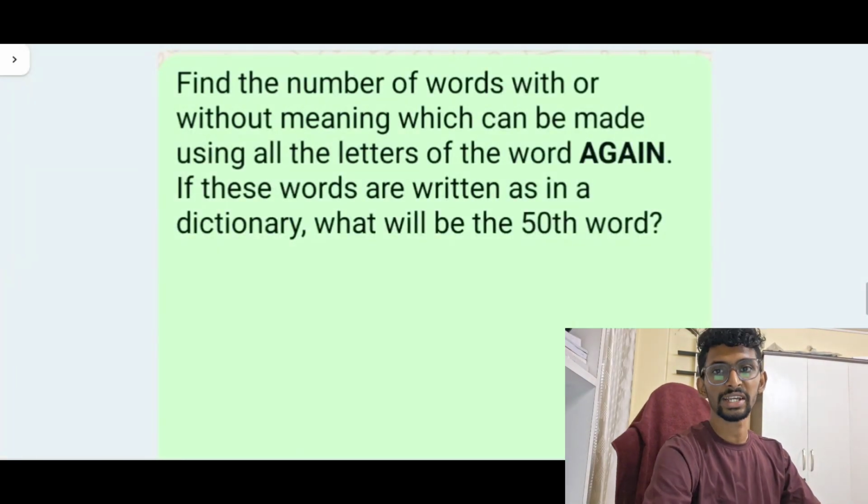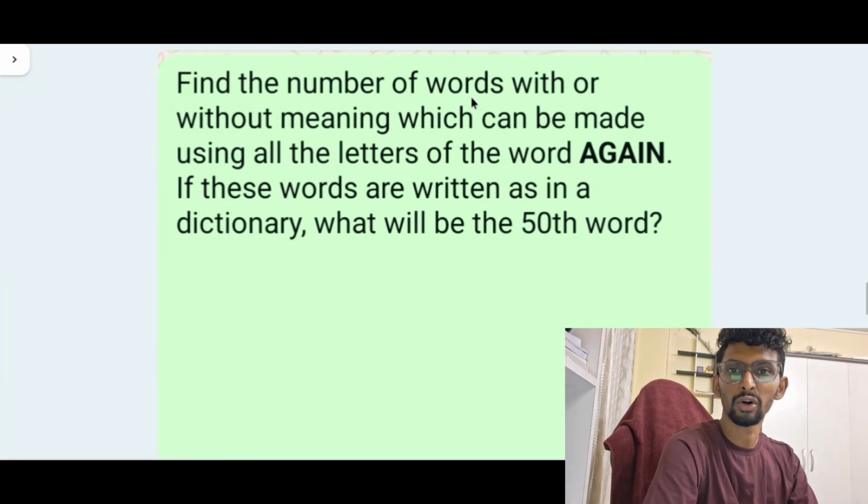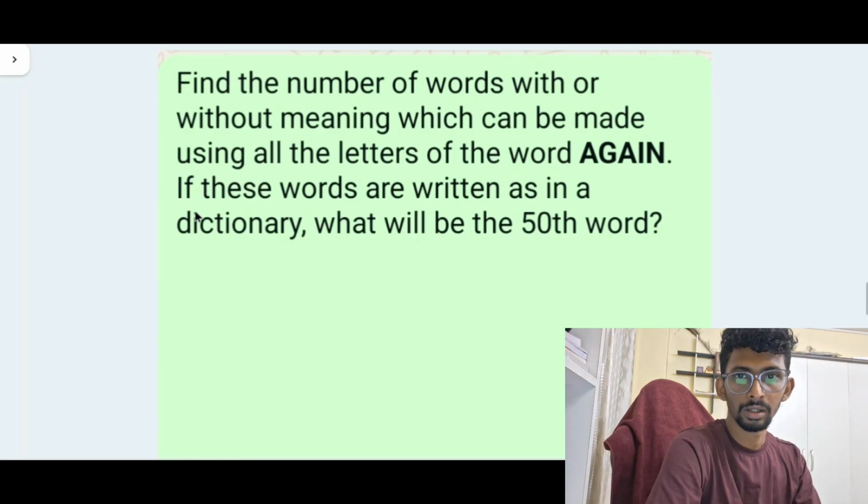Okay, so next question: find the number of words with or without meaning which can be made using all the letters of the word AGAIN. Okay, if these words are written as in a dictionary, what will be the 50th word?